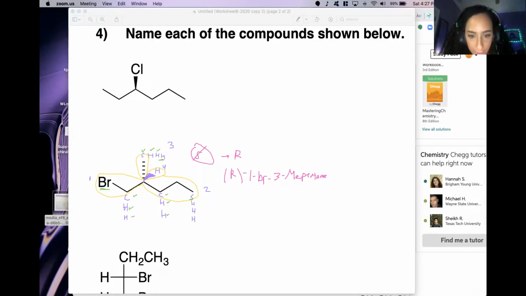Wait, did I say 3? Stupid. Yeah. All right. I just looked at it and was like, wait, that doesn't make sense. Where'd that extra come from? That's pentane. Okay. So let's see if I can check. All right, I think that's good. That's probably good.